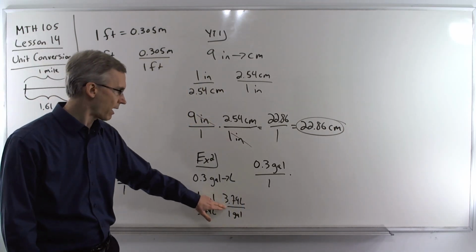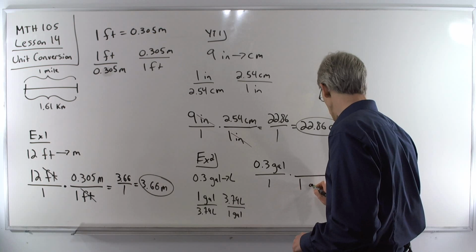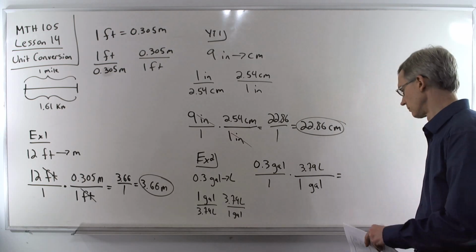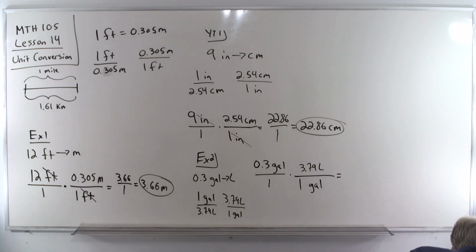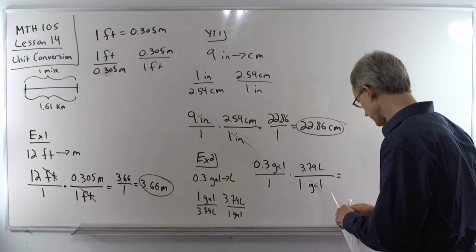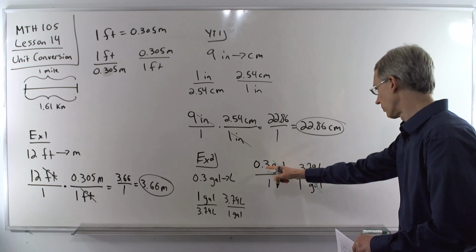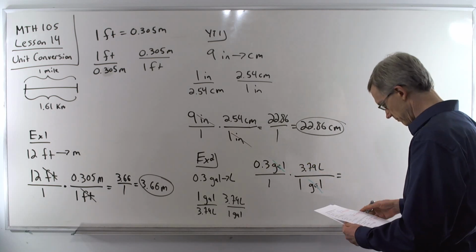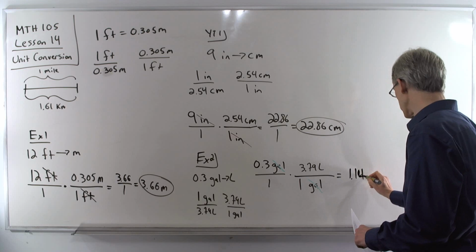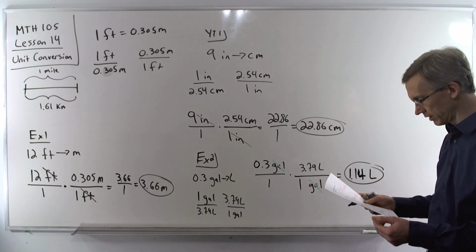We want to select the one with gallons on the bottom because we're starting with gallons on the top, and those are the units we want to get rid of. Right now we've got gallons on top and the bottom, so those cancel. And the only units remaining are liters, and those are the ones we're looking for. So we're going to do 0.3 times 3.79. That gives us 1.14. The only remaining units are liters. So 0.3 gallons equals 1.14 liters.